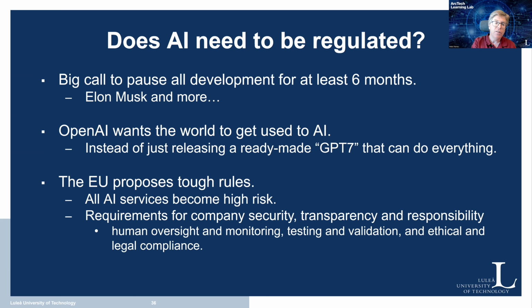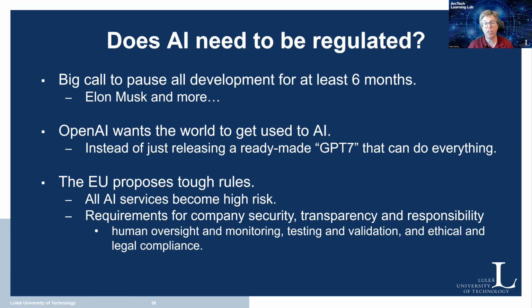OpenAI, on the other hand, wants the world to get used to AI. That's their approach here. They want to release this slowly going forward, instead of releasing the perfect AI model, say GPT-7 in the future, that can do everything. And this is something that will help us use these various tools.